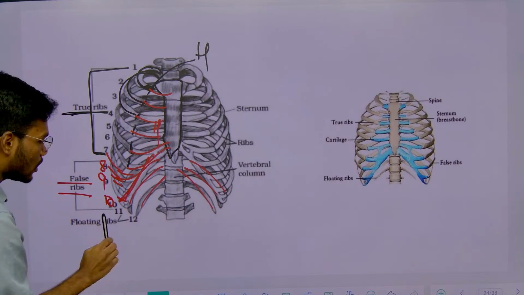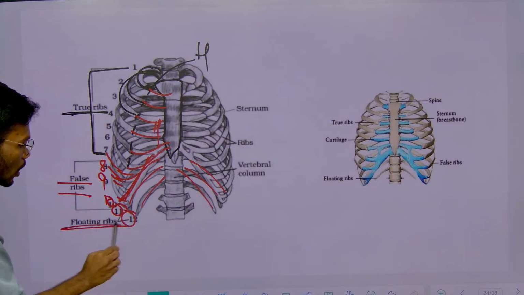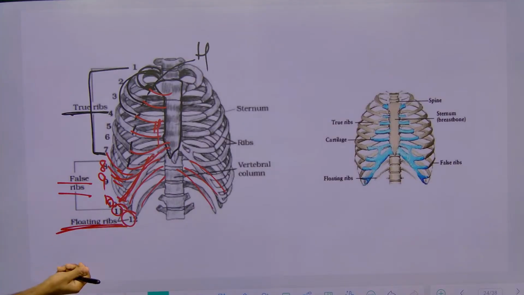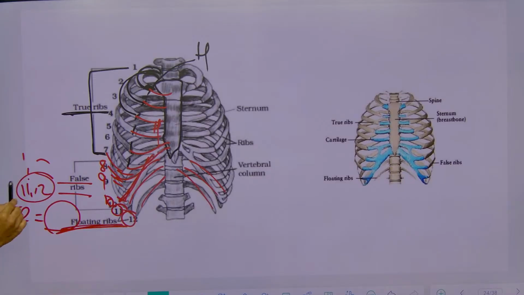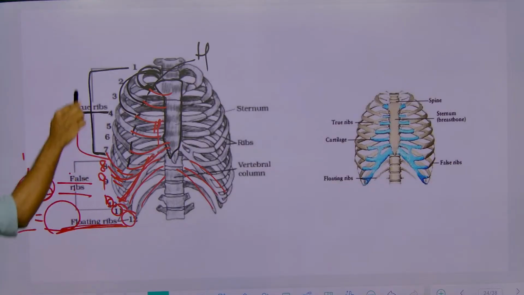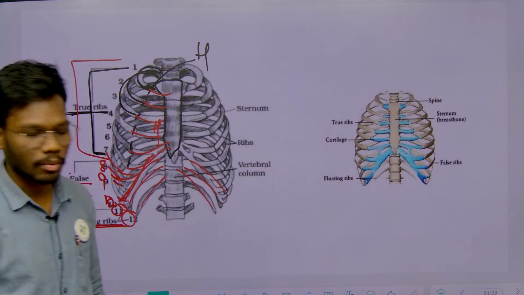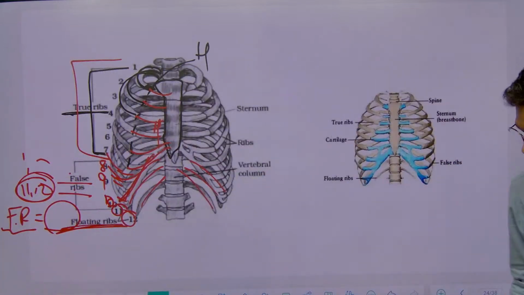So that's why 11 and 12 are called what? Floating ribs. They will ask which ribs are floating ribs, and they will give options like 1, 2, 3, 4, 5, 6, 7. Likewise, they will give 11 and 12. So you need to choose 11 and 12 as the floating ribs. 8, 9, 10 are the false ribs, and the remaining 1 to 7 are what? True ribs. That is the only thing you need to remember, right? So that was about the ribs.